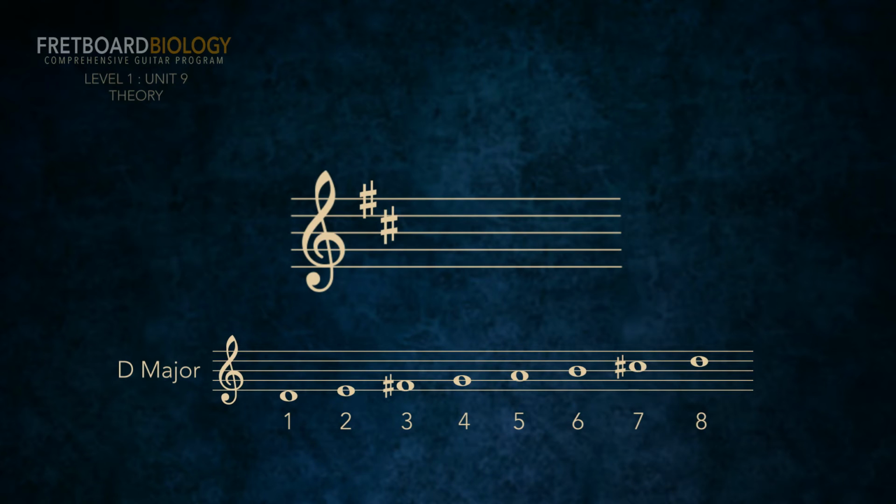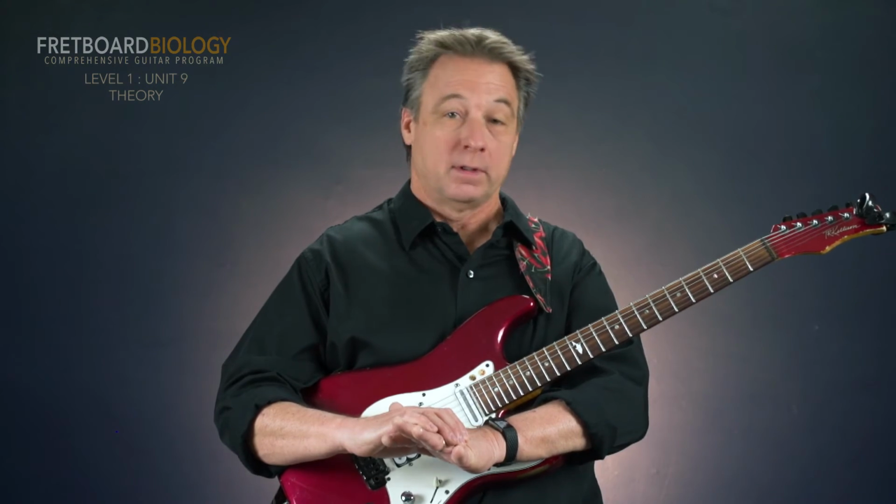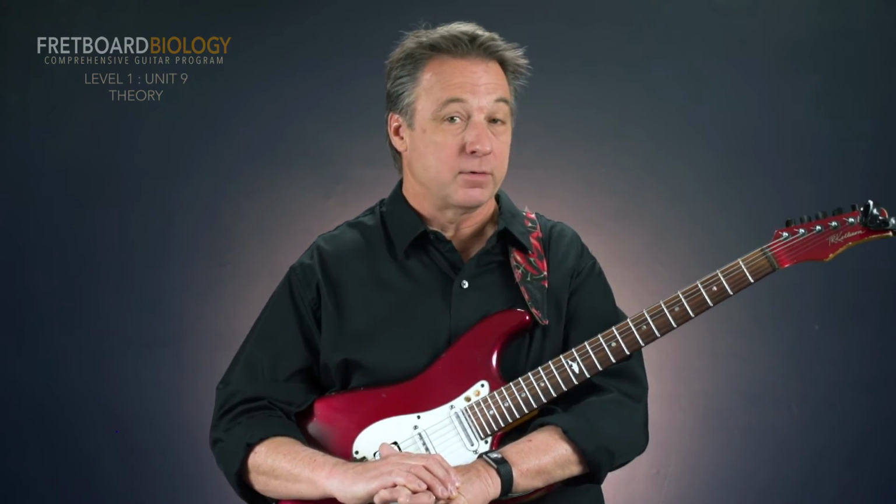Step 2, find the 6th scale degree of that major scale, in this case the D major scale. The 6th scale degree of D major is B. So B minor's key signature is 2 sharps, the same as D major. So if you see a key signature of 2 sharps, F sharp and C sharp, that could be either D major or B minor. So how do you know which?